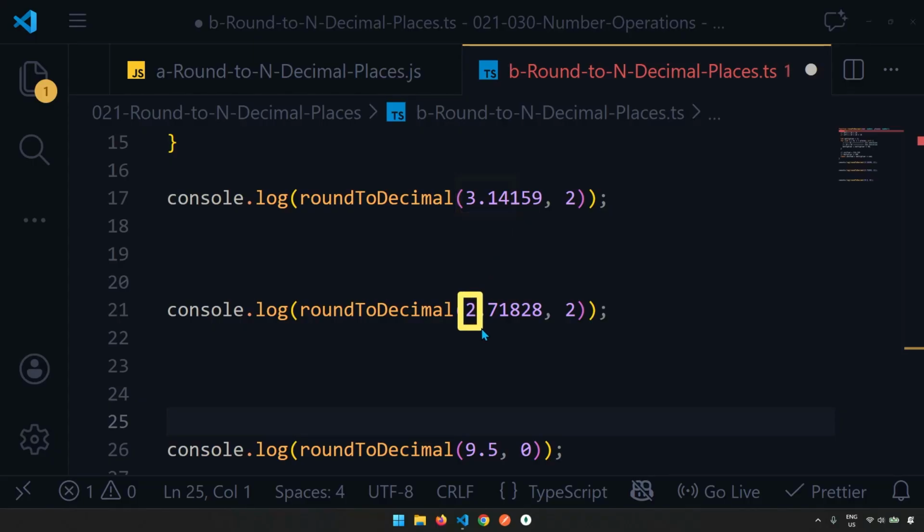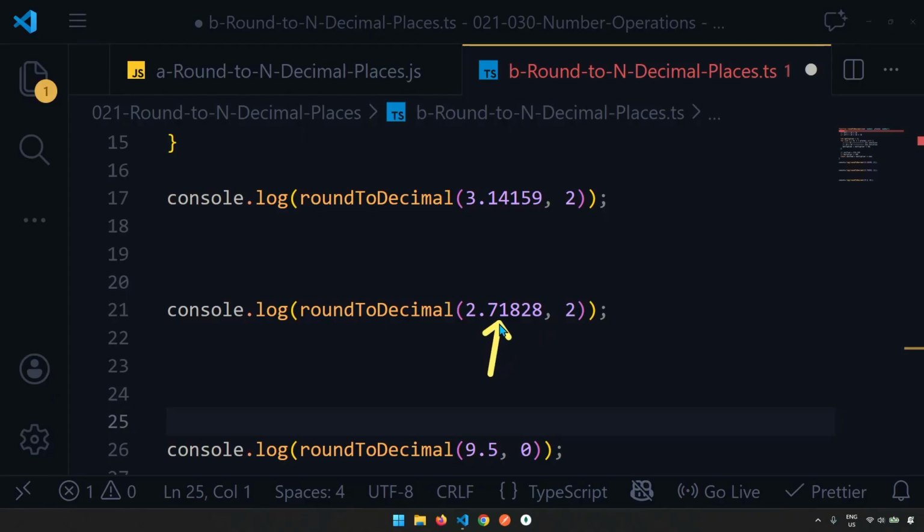But here, the result is not 2.71. It's 2.72, because 8 makes this 1 round up, not round down, because 8 is greater than 5. That's how math works. If it is greater than 5, you round this thing up. So that's very important for us. That's why it's very important for us to take a look at the number that comes right after the required, or the desired, number of decimal places, aka the desired places.